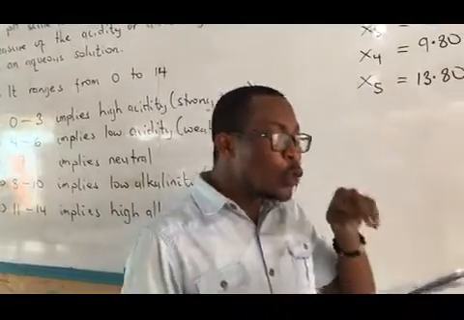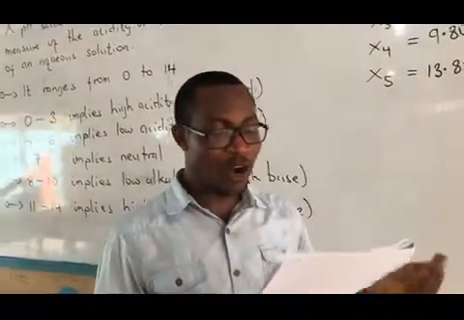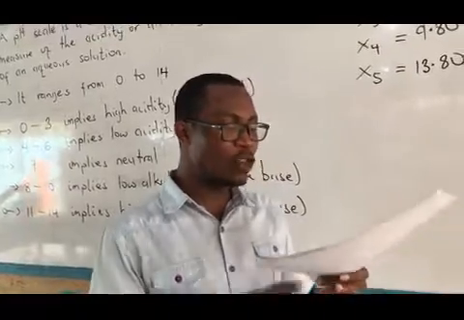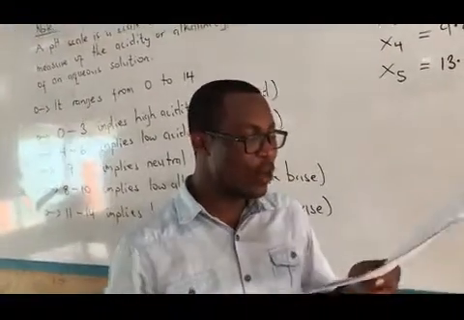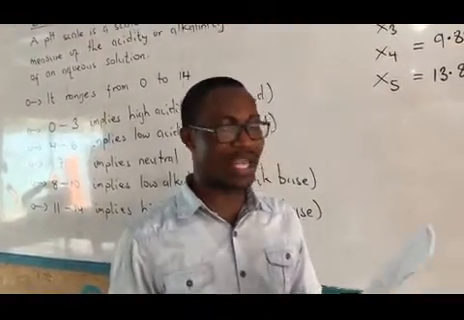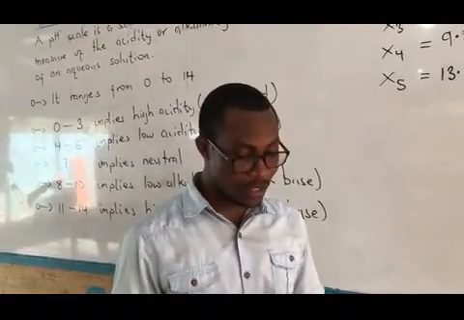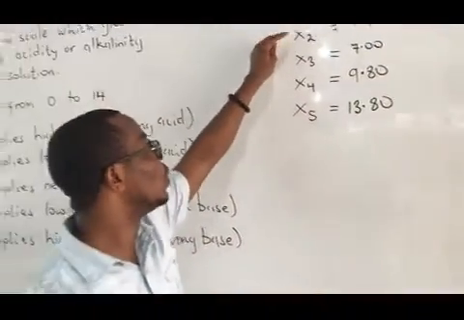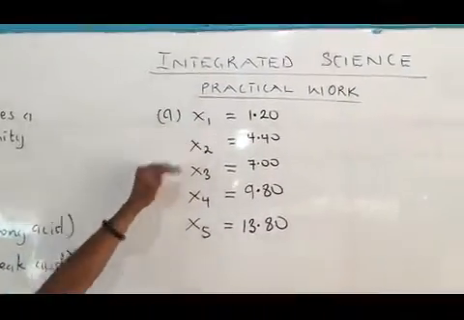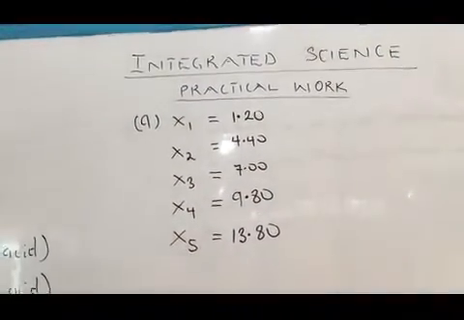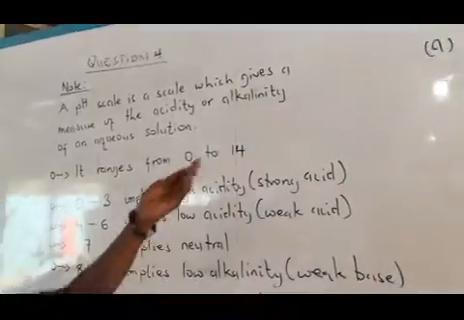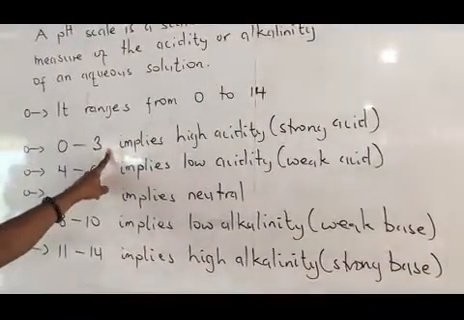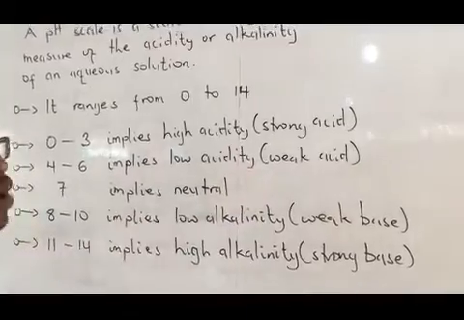It is for you to know whether each of the solutions given is a strong acid, a strong base, a weak acid, a weak base, or a neutral solution. So these values are giving you the implication of each solution as I've described earlier on. If you have a value of 1.2, 1.2 falls between 0 and 3. It means that solution should be a strong acid.